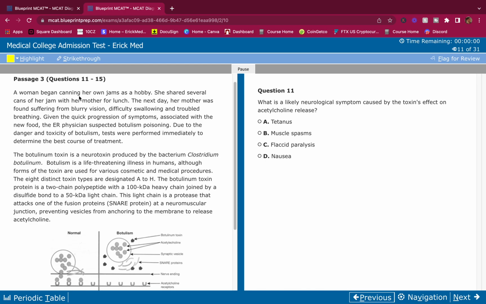A woman began canning her own jams as a hobby. Okay, I mean, I think that's a hobby, whatever, have fun.